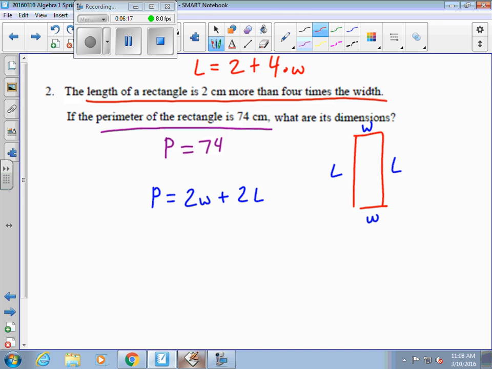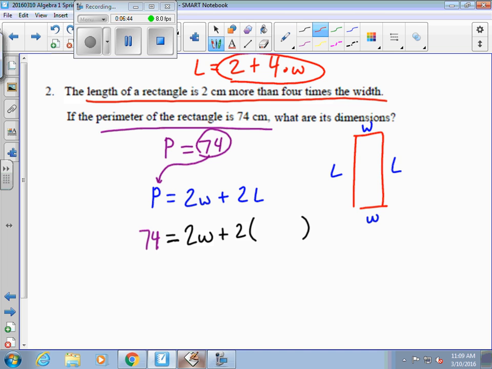In place of P, we can use a substitution method and put 74 right there. We don't know what W is. W is an unknown. So we have 74 is equal to 2 times W, plus 2 times, and we have an expression for length right here: 2 plus 4W. So in place of length, we can sub in 2 plus 4W.